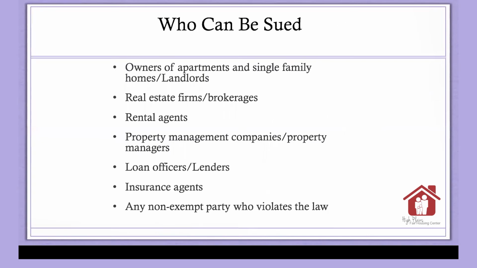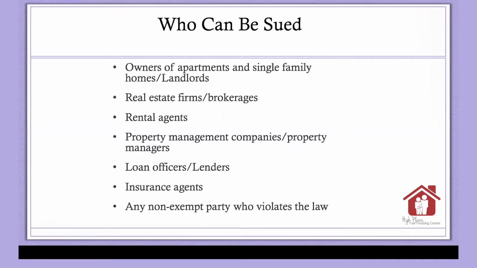Well, let's look again at who can be sued. I mentioned that there's individual liability, that any person who is engaged in a discriminatory housing practice can be individually liable, and that there's vicarious liability there as well. So examples of how this pans out: owners of apartments, owners of single-family homes, landlords and managers of those, real estate firms or brokerages, all can be named as defendants for these discriminatory housing practices. Rental agents, property management companies and managers.